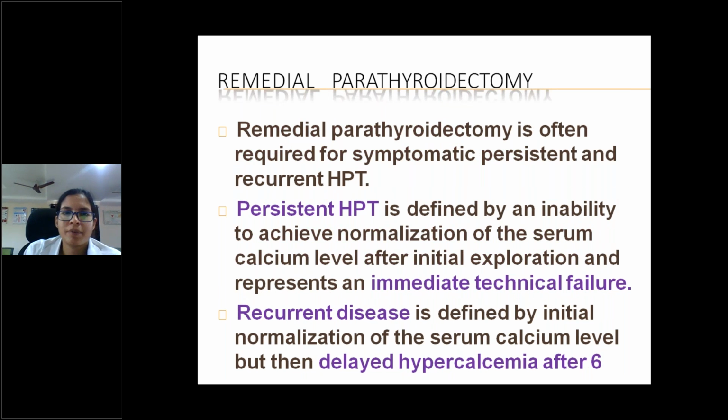This is remedial, meaning if there is persistent hyperparathyroidism after the first surgery. If the symptoms persist, or there is recurrent hyperparathyroidism, then we call it remedial parathyroidectomy or redo parathyroidectomy.